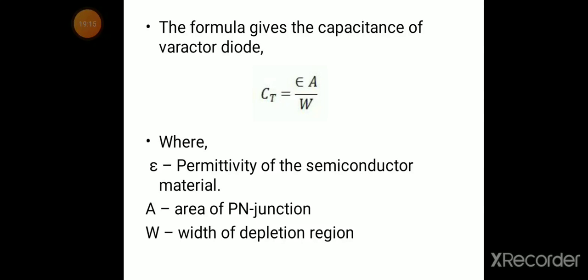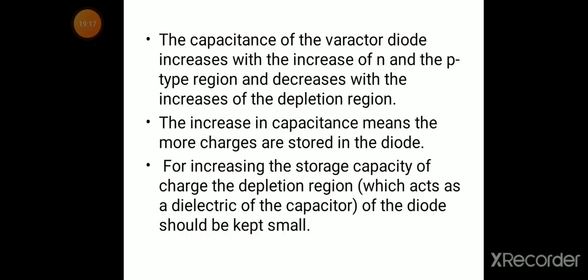The capacitance of the varactor diode increases with the increase of the N and P-type region and decreases with the increase of the depletion region. The increase in capacitance means more charge is stored in the diode. For increasing the storage capacity of charge, the depletion region of the diode, which acts as a dielectric of the capacitor, should be kept small.